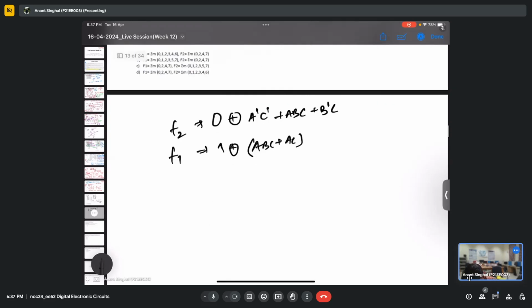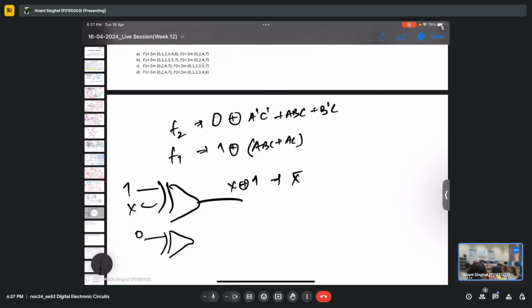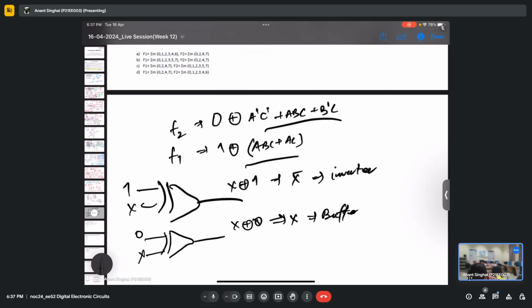First of all, we need to know that for any XOR gate, if we have a 1 and an input X, then X XOR 1 is always X complement, and if we have a 0 and X, then X XOR 0 is X. So it acts as a buffer if we have a 0 input, and it acts as an inverter if we have a 1 input. I hope it is clear, and we'll simplify these equations before solving.